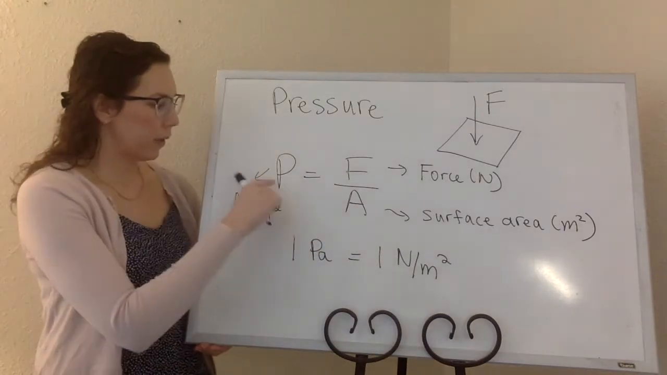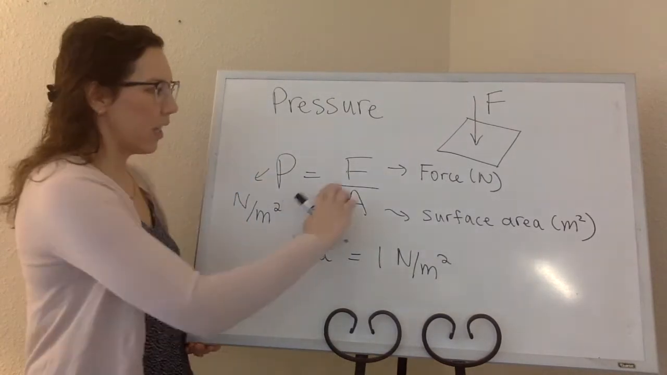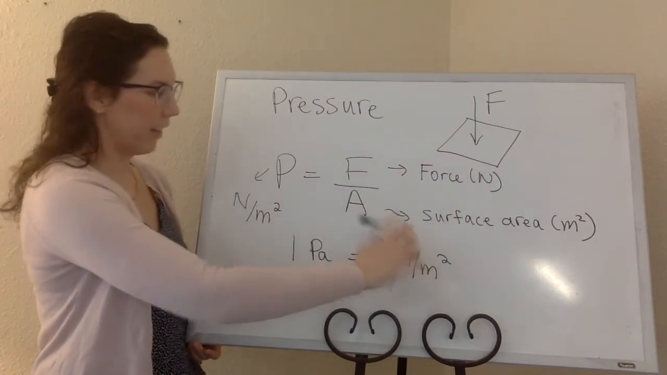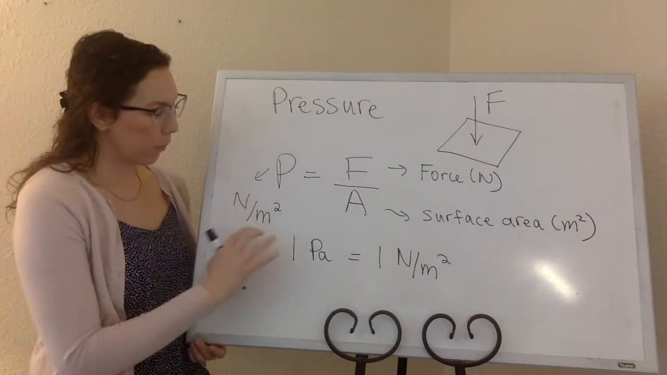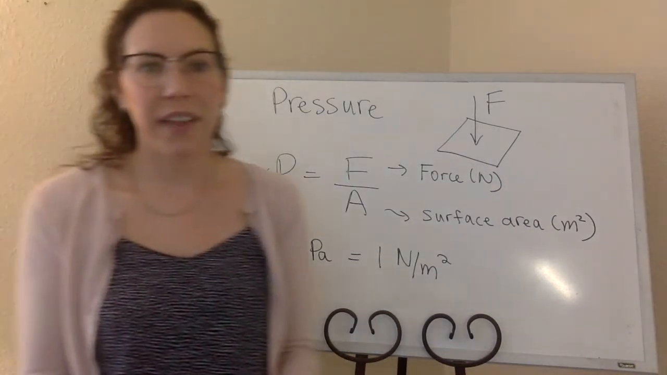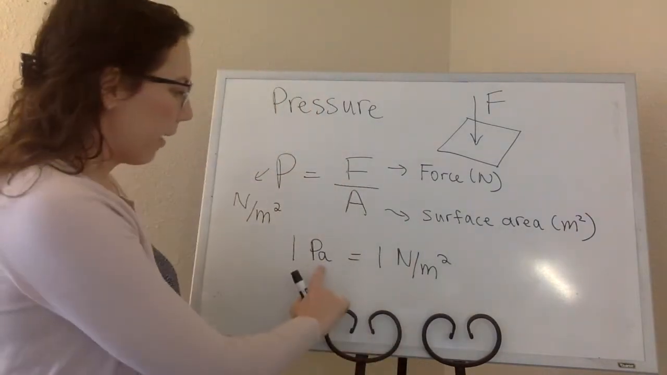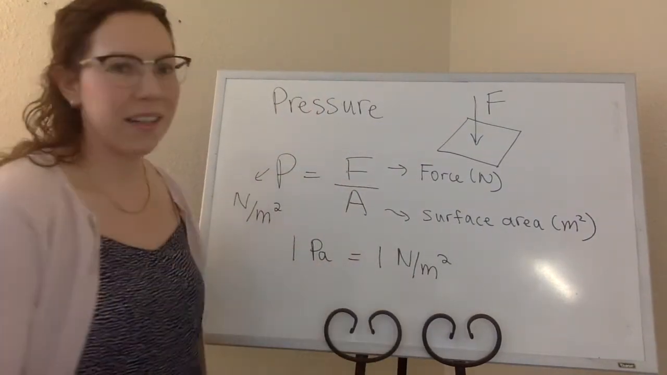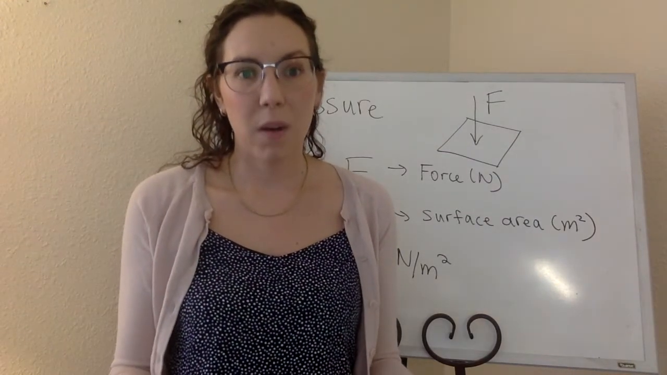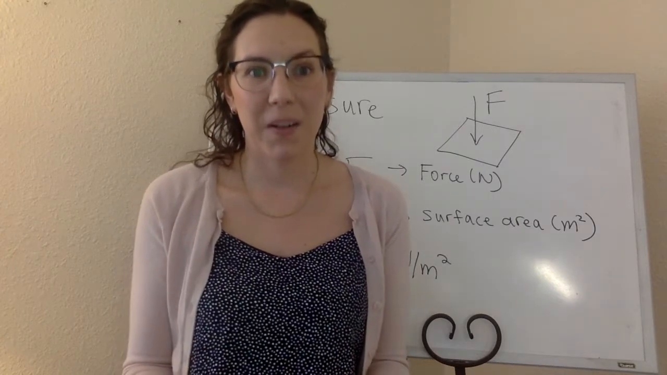It looks like this, so pressure has units of newtons per meter squared equals force in newtons over area in meters squared. So the unit for pressure is newtons per meter squared, which is an SI derived unit that has a name. It's called a Pascal. So 1 Pascal, Pa, equals 1 Newton per meter squared. So we can see that as the force is applied over a smaller area, the pressure would increase.